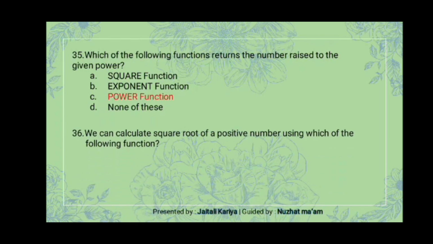36. We can calculate square root of a positive number using which of the following function? A. Square root function, B. Root function, C. Both A and B, and D. None of this. And the correct answer is A, that is square root function.